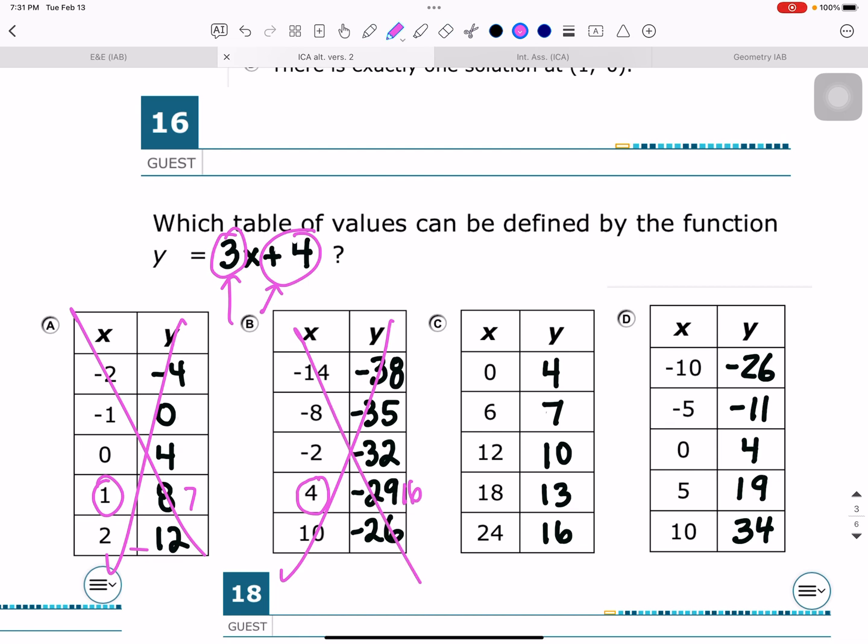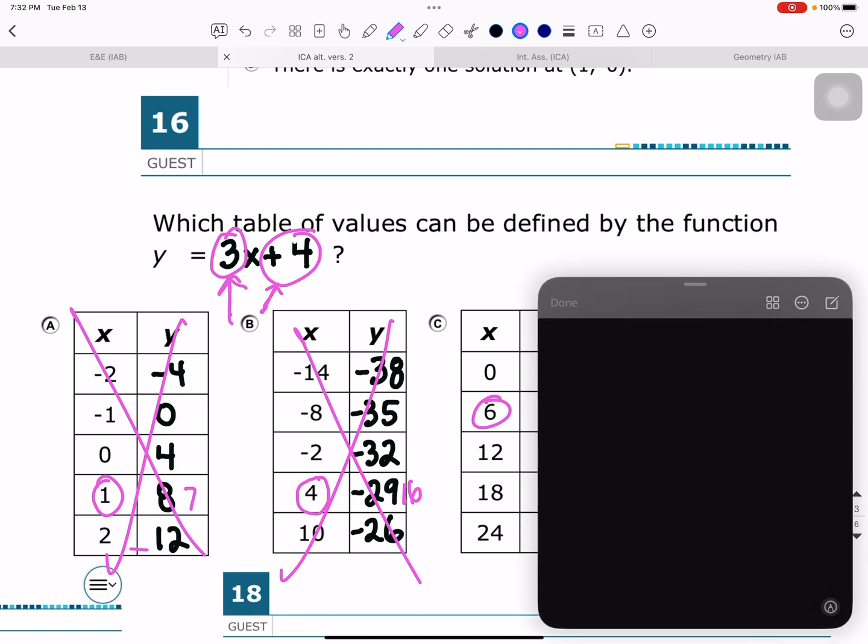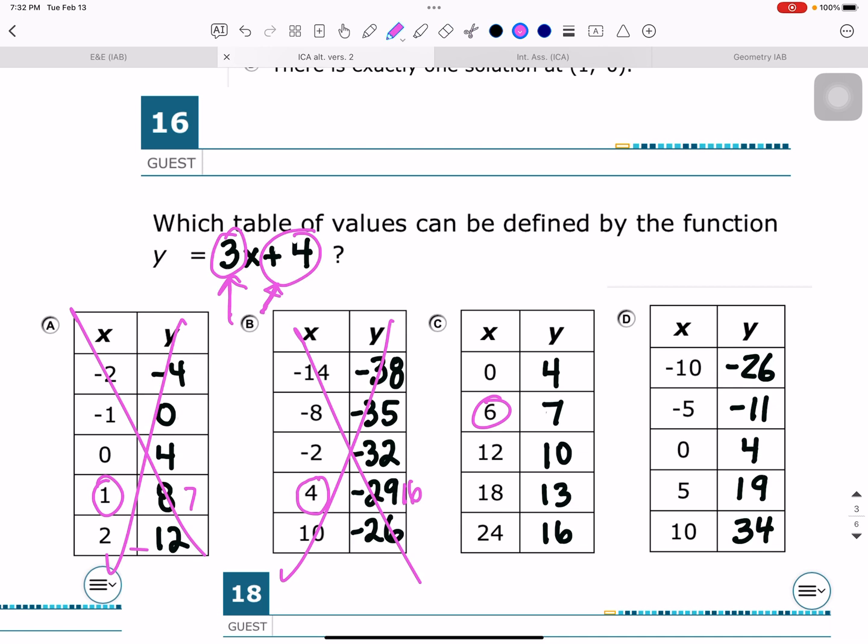Let's try 6. And all of them need to be right for it to be the right one. Let's see, 6 times 3 is 18, plus 4 is 22. This should be 22, not 7. By process of elimination, I can already tell D is the one. But let's see.